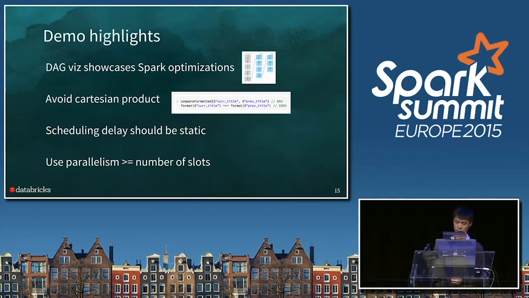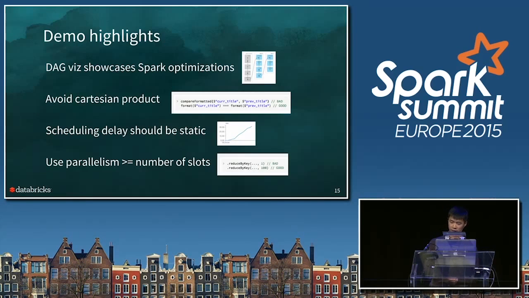Okay. Third, we saw that scheduling delay should not increase like this. So this is an example, once again, of an unstable streaming application, and you can use the UI to diagnose that. Lastly, the parallelism should be at least the number of slots. Otherwise, it doesn't make sense. Why are you running Spark on a cluster when you're not taking advantage of the parallelism? In fact, as I mentioned before, we usually recommend several multiples of this, so you can take advantage of the straggler mitigation in Spark.